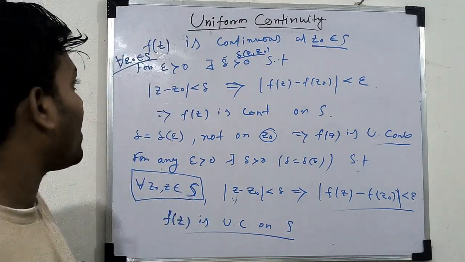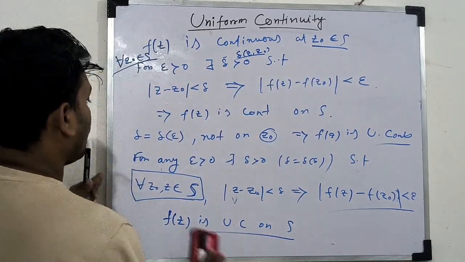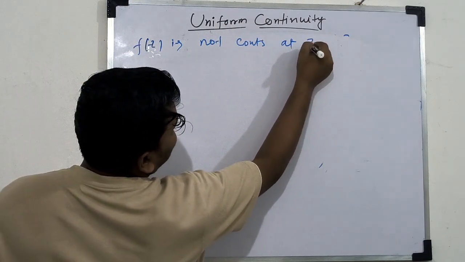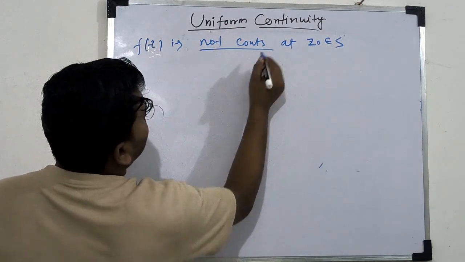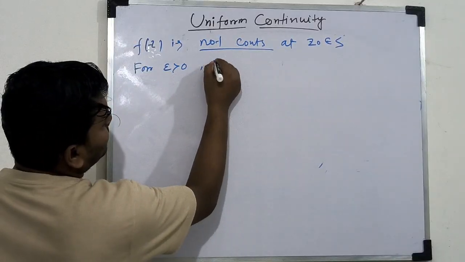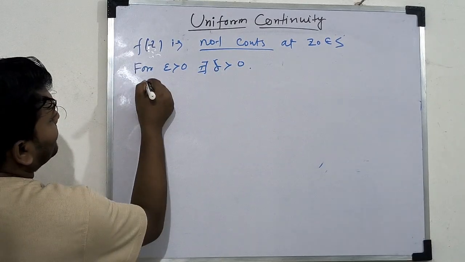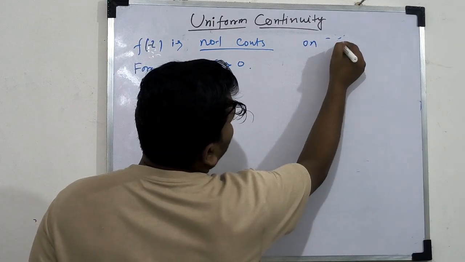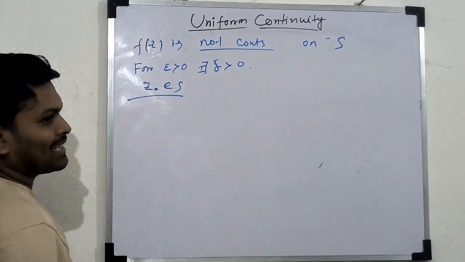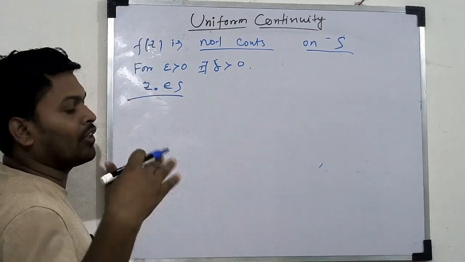So now we discuss when the function is said to be not continuous at a point, or not uniformly continuous on a set. So first, f(z) is not continuous at z0 belonging to S. For that, first choose epsilon greater than 0, then there exists delta greater than 0, and if you can find, this will be not continuous on the set S. Okay, so if we can find a z0 from this set such that at this point this function is not continuous, then we say this function is not continuous on the whole set.